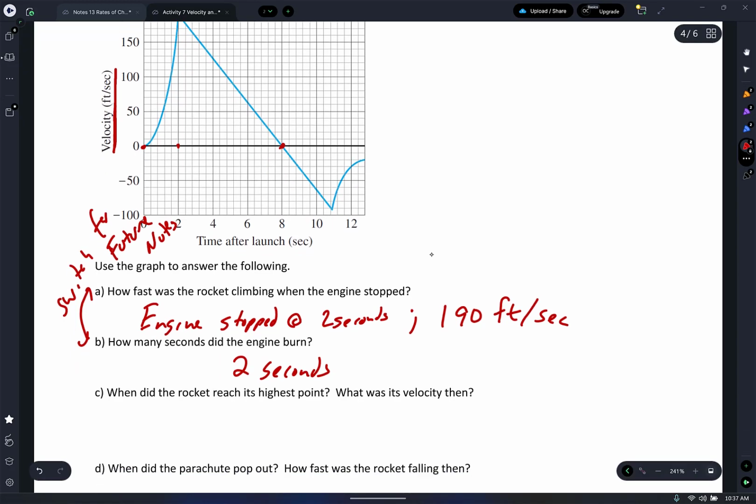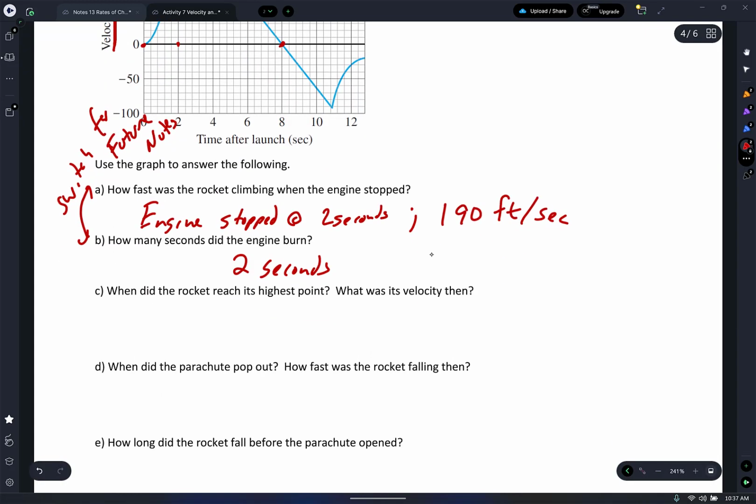When did the rocket reach its highest point? Not at 2 seconds. At 8 seconds. I'm still going up, guys. Look at the velocity in feet per second. You're still going up. So you keep going up until how many seconds? 8 seconds.